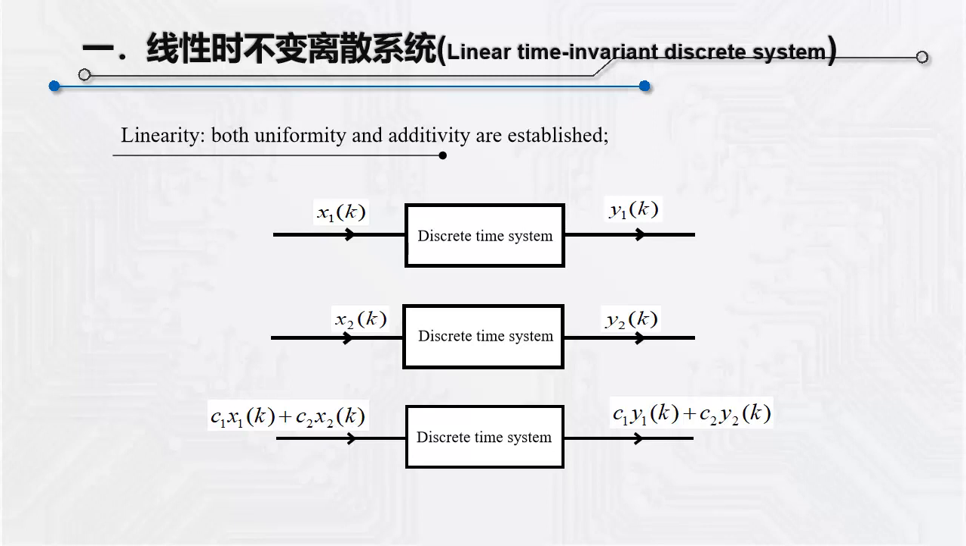That is, two incentives act on the system alone. The resulting response is in the form of its linear weighted sum. To describe, it satisfies uniformity and additivity.